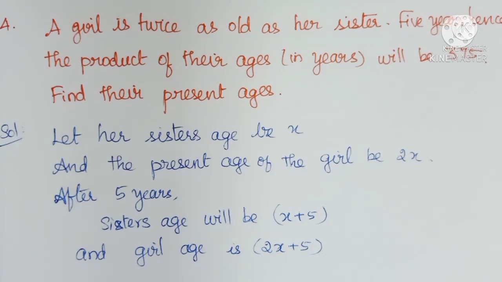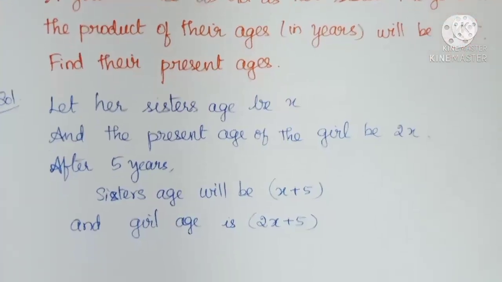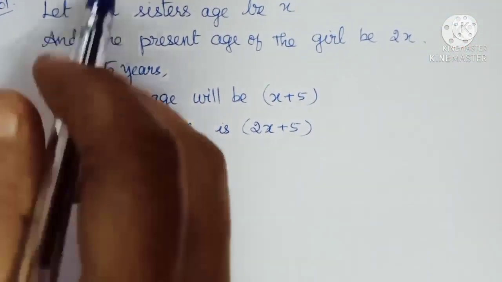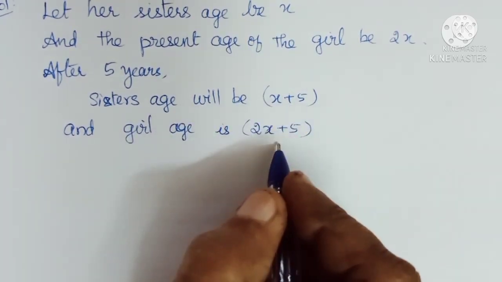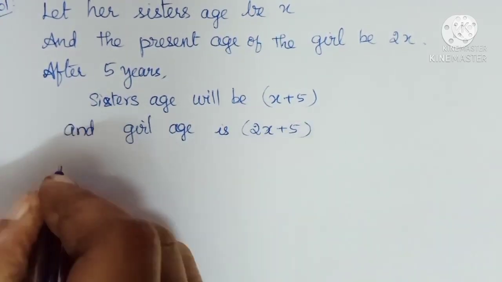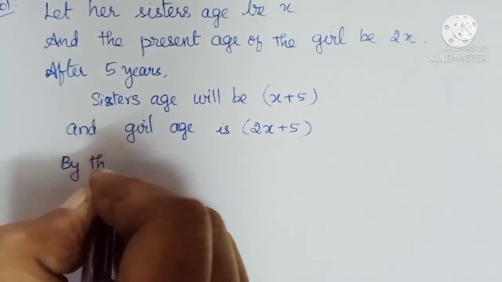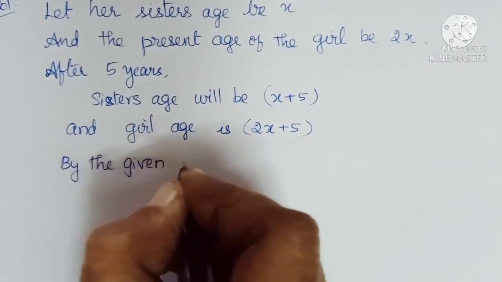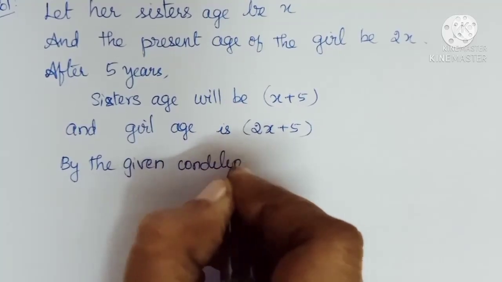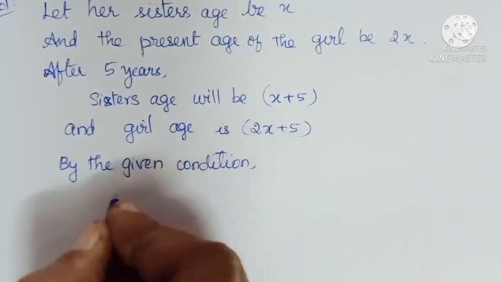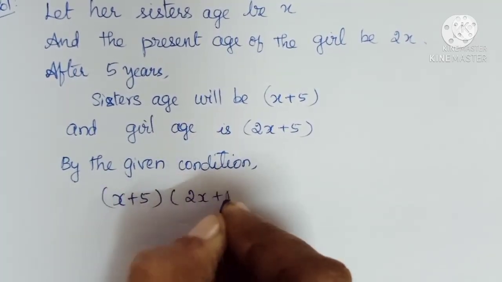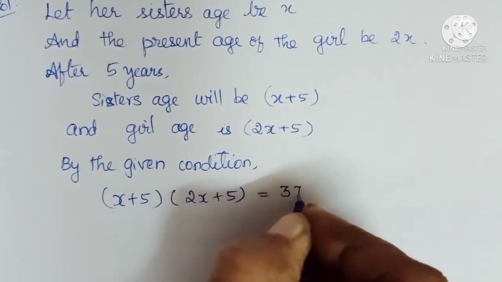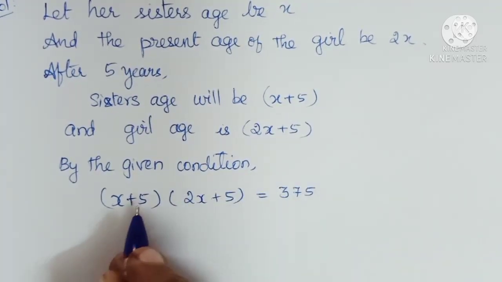And one more condition is given in the question. Product of their ages will be 375. So 5 years hence the product of their ages is 375. So we are going to multiply these two, and we will get 375. So by the given condition, x plus 5 into 2x plus 5 equal to 375. Okay.